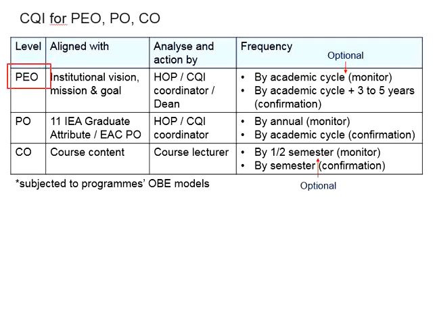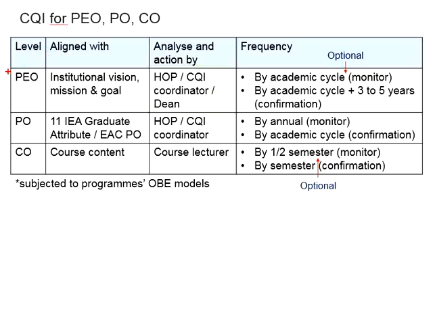Next, it will be the program objectives. These are normally aligned with the institutional visions, missions, and goals. Now, the responsible parties will be higher up. Very often, it will involve the deans of that particular schools. There should be collective actions between the head of the program, CQI coordinators, and also deans.